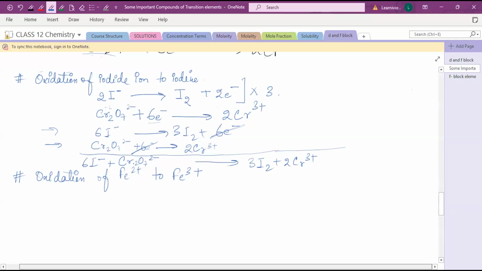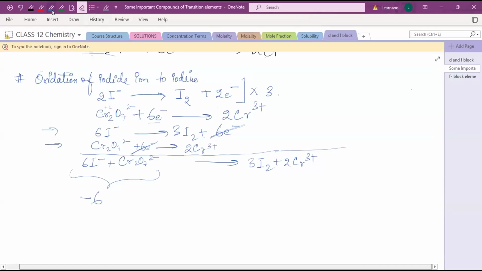At the last step, we have to check this reaction. Just a second. Let me rub this I2. Now check the total number of electrons. How many total electrons are there? Here six electrons, this is the coefficient, and the minus charge is on the iodide, so it will be minus 6. And what is the charge on the dichromate ion? It will be minus 2, right?